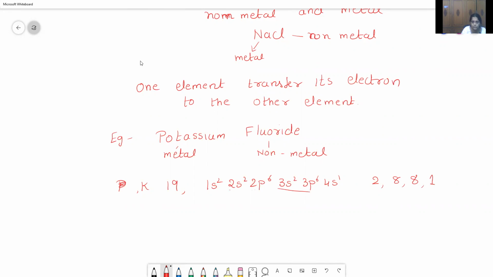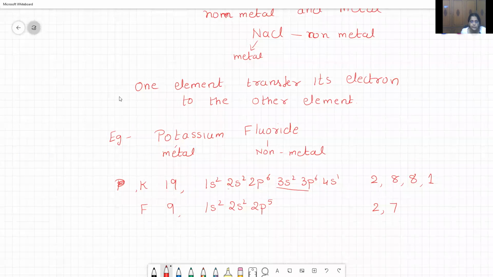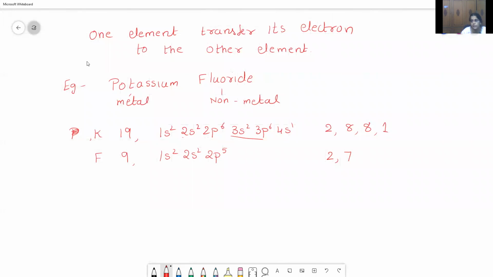Now let us come to this fluoride, that is F. So F is having 9 atomic number, so it has 9 electrons. So what is going to be the electronic configuration? 1s2, 2s2 and 2p5. So the first shell is having 2 electrons and the second shell is having 7 electrons. So now both potassium and fluoride will try to obtain the octet configuration because they have to reach the stability.